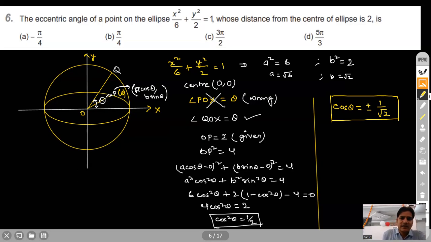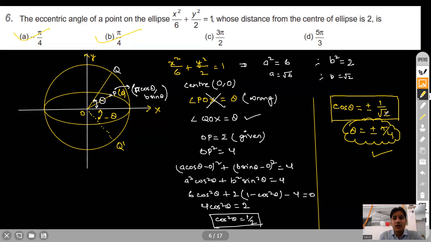So this theta is coming out to be plus minus. When does cos theta give 1 by root 2? Theta will be equal to cos inverse 1 by root 2, that will be pi by 4. At pi by 4, we get the value of cos theta as 1 by root 2. Now, this Q point can be in the fourth quadrant also, right? So in this case, this will be our minus theta. Hence, we will get the two values of eccentric angle, that is plus minus pi by 4. Okay? So this option A and option B both are correct in this case, right?